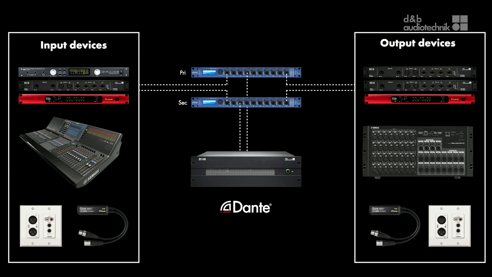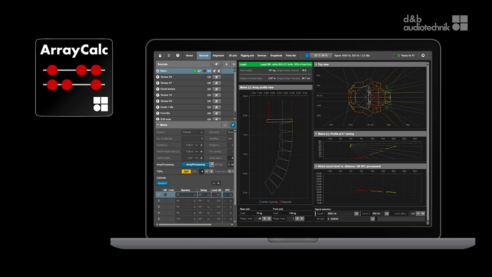As with all D&B systems, the setup process begins with the RayCalc, D&B's software for planning your system. It allows us to evaluate the sonic behavior of your system within the geometry of your venue. RayCalc also allows us to optimize the system before we've even hung the speakers.